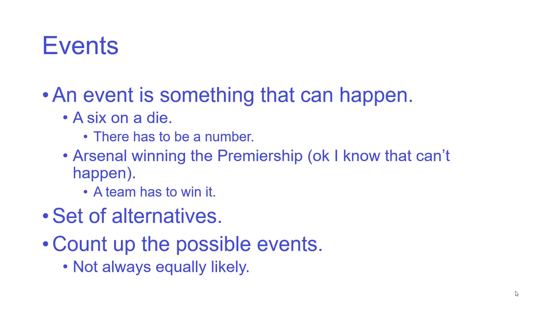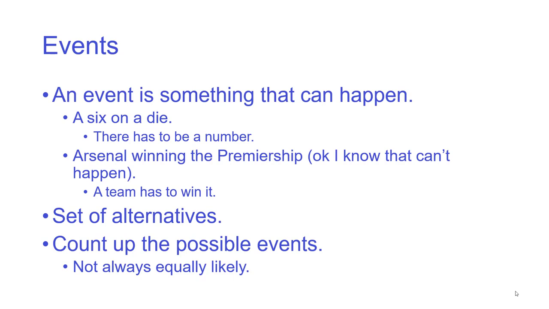Similarly, a team that is in the Premiership has to win the Premiership. Now it could be Arsenal, so you can work out their probability of winning. Given their existing form, that probability is not going to be that close to 1, but somebody's going to win it. Somebody's the most likely team. So events are a set of alternatives. They're the things that can happen. So Liverpool winning, Chelsea winning, Arsenal winning, any of the teams winning, Leicester winning.